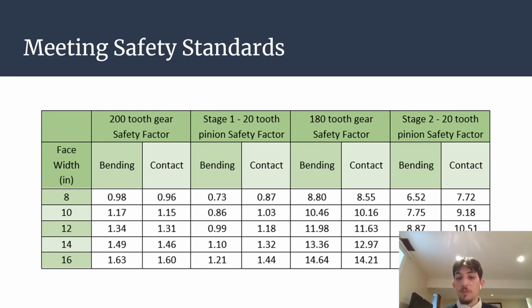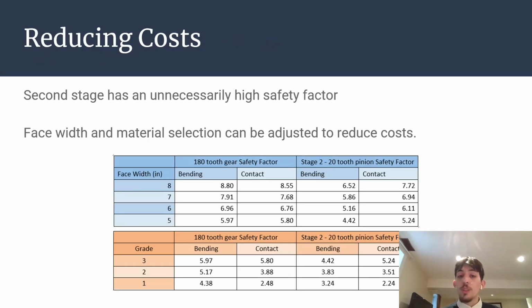But in doing so, we also realized that if we chose the same face width for the second stage, due to the fact that this shaft has a significantly lower transmitted load, there would be a lot of unnecessary safety factor and therefore cost loss. So in order to reduce the cost of our gear train design, we wanted to minimize the variables in the second stage so that the safety factor would still reach a required amount, but wouldn't be unnecessarily high.